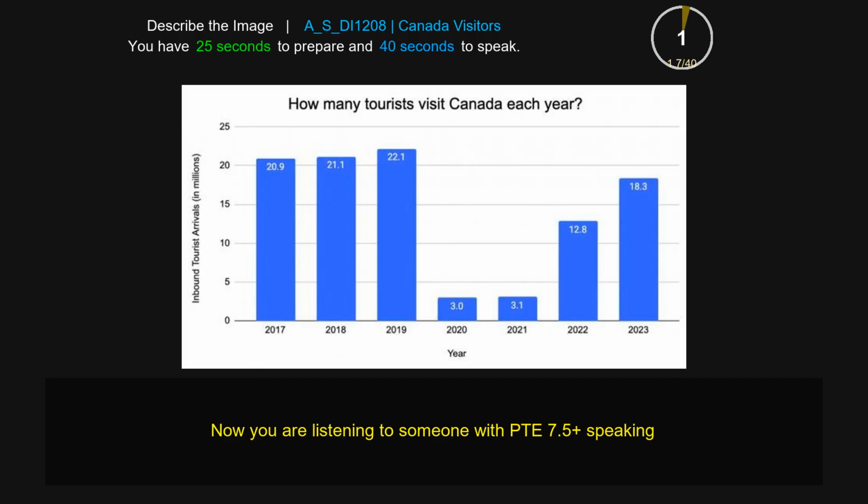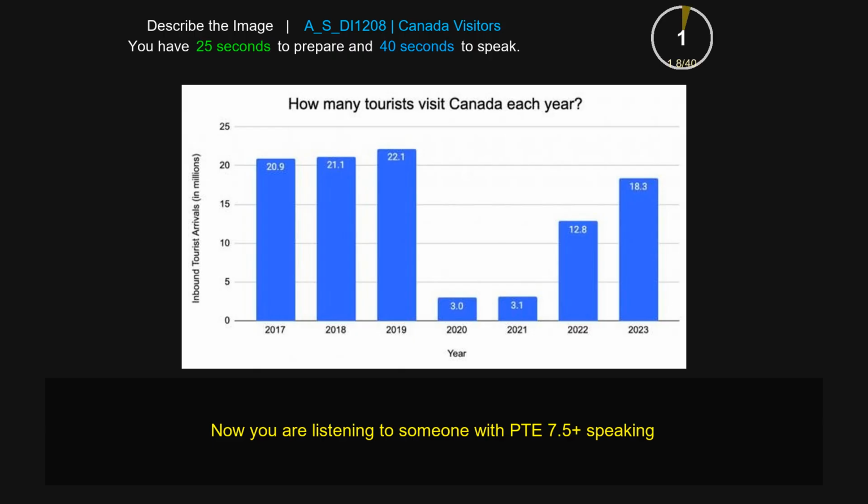The following graph gives information about how many tourists visit Canada each year. The items include inbound tourist arrivals and year. You can see from this graph that the highest percentage is around 22% in 2019. You can also see from this graph that the lowest percentage is around 3% in 2020. In conclusion, this graph is very informative.